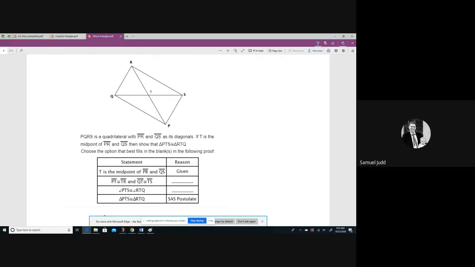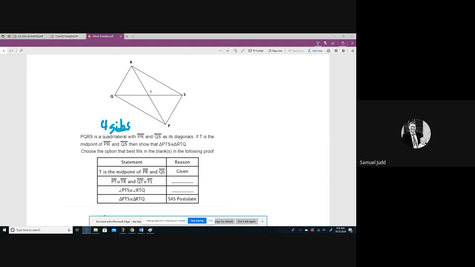Okay. So this is talking about this shape PQRS. We're saying it's a quadrilateral. Okay, so quadrilateral just means four-sided thing. With PR and QS as its diagonals. Okay, so diagonals are just these things that are coming and crossing through the middle. Nothing exciting yet. If T is the midpoint of PR and QS, ooh, that is actually useful information.